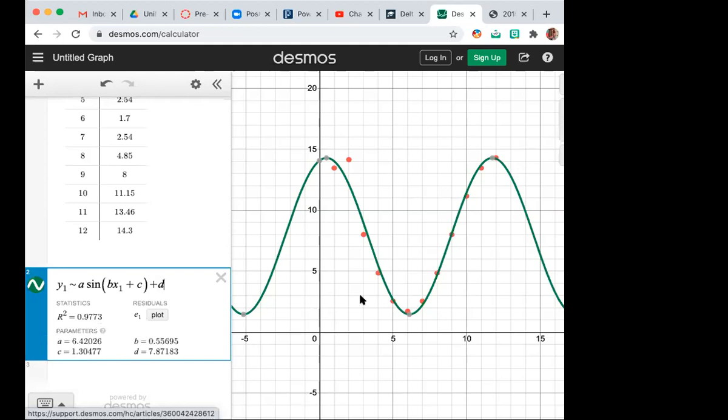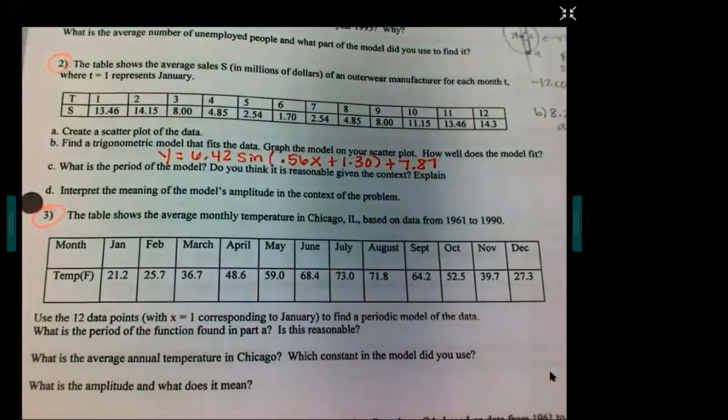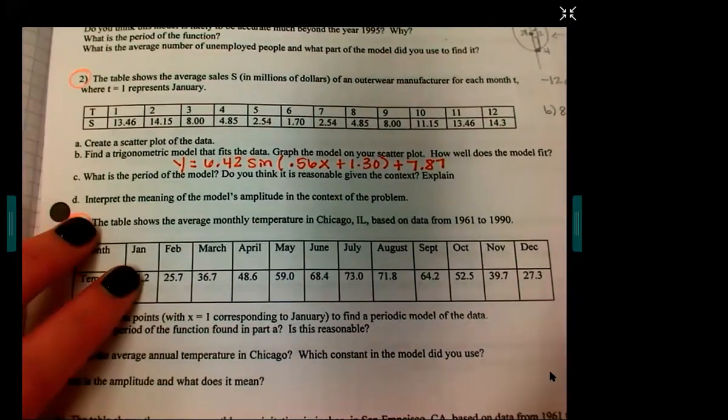6.42 sine, my B value, I'm getting 0.56. Is that what y'all got? Okay, 0.56 x plus 1.30, and then plus 7.87. Yes, I put 1.30 because I'm rounding to 2 decimal places, but yes, they are the same thing. Okay, so this is the equation we got. Y'all okay with that?